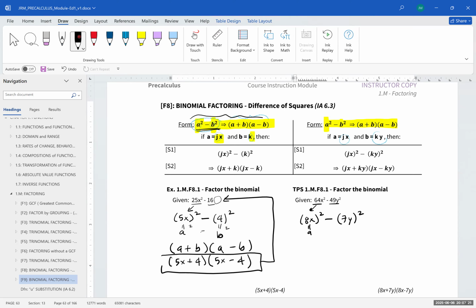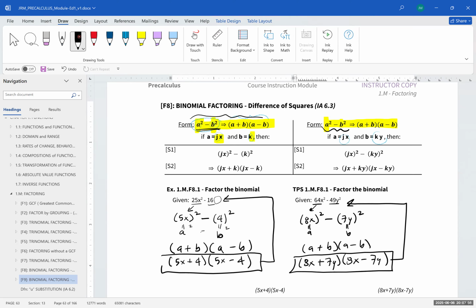Okay, this is our value of a. This is our value of b. So it is fitting the form of a difference of squares. So this can be written as a plus b times a minus b. And a here is 8x, and b is 7y. And here we've got 8x plus 7y times 8x minus 7y. So this is the factored form of this difference of squares binomial. Okay, let me know if you have any questions.